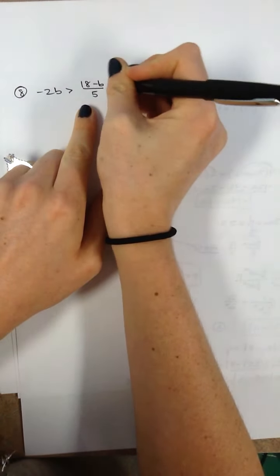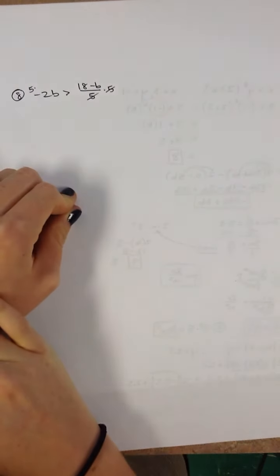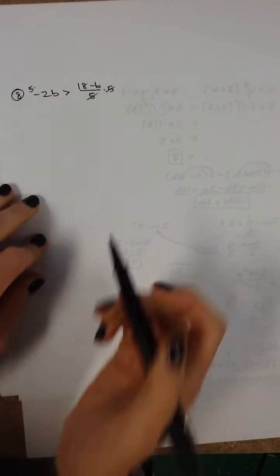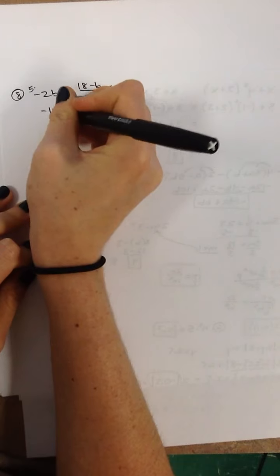So we're going to multiply both sides by 5. So do the same to the left. The ones on the right will cancel out because I have one in the numerator and one in the denominator. 5 times negative 2b, that's a negative 10b.